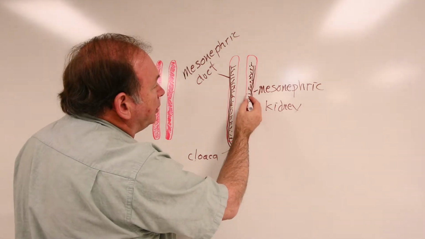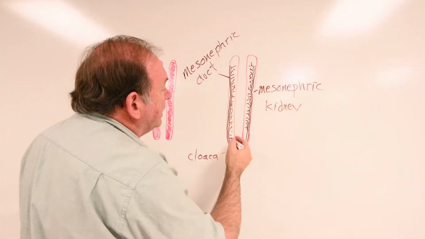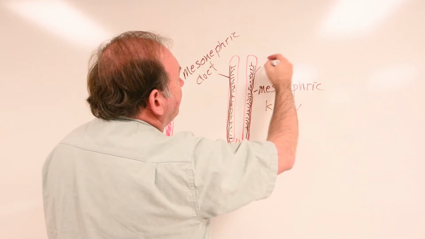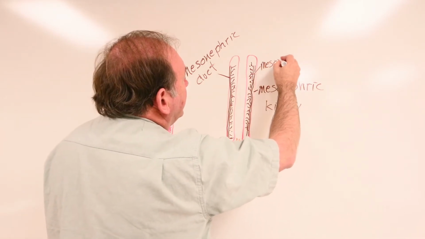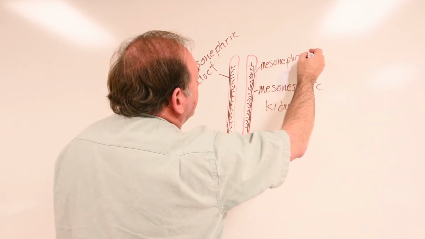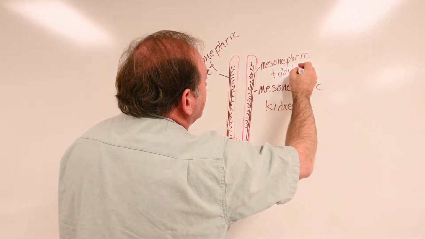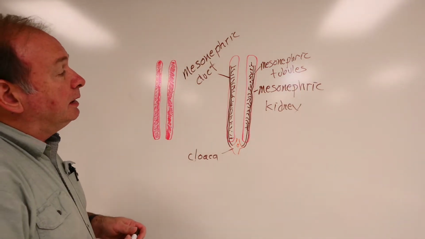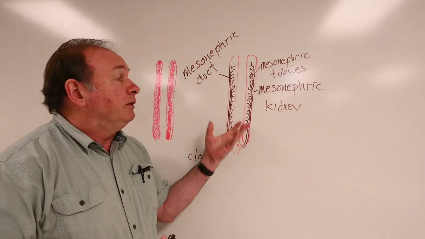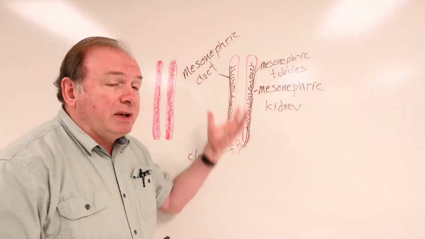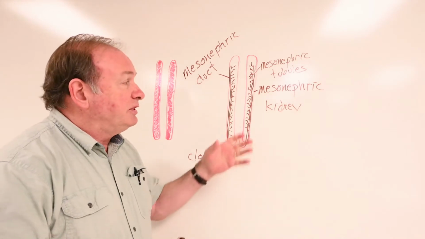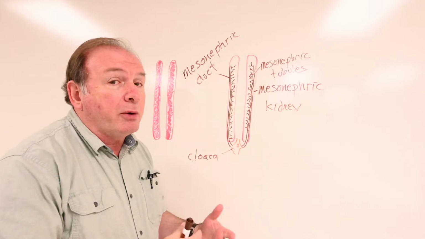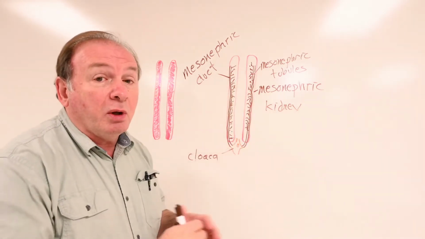And these small tubules that start in here, these early kidney tubules, we refer to as mesonephric tubules. So this is the beginning of some early tissue forming a kidney. This kind of kidney, this mesonephric kidney, persists in fish and amphibians, but if it's a reptile, bird, or mammal, all this kidney tissue will be lost.